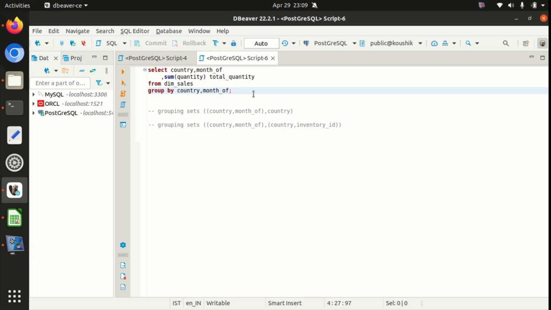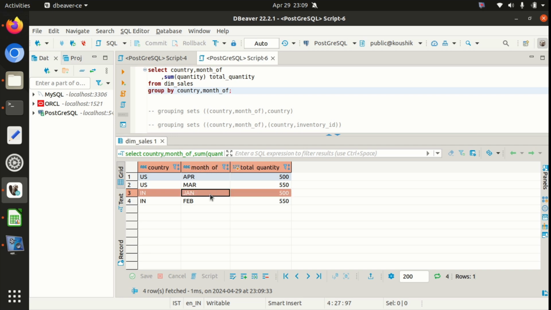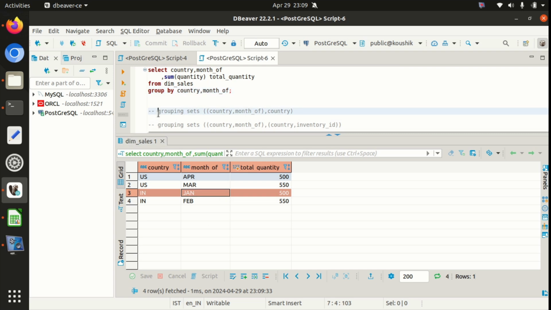Very simple. We're going to do a group by, and yes, we have US sold 500 quantity of the product in the month of April. India sold 500 quantity of the product in the month of January, and so on. Let's say after a couple of months, the requirement changed, and now we need to know the total quantity sold per country and per month, as well as per country. What we learned from our grouping set video is that we're going to simply use a grouping set, and in that grouping set there will be two different sets.